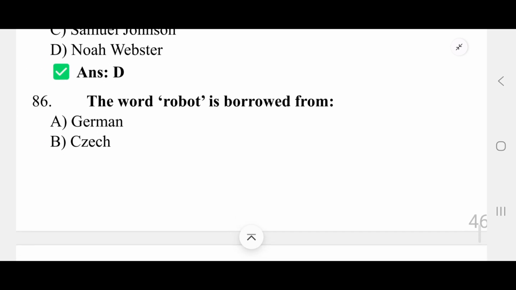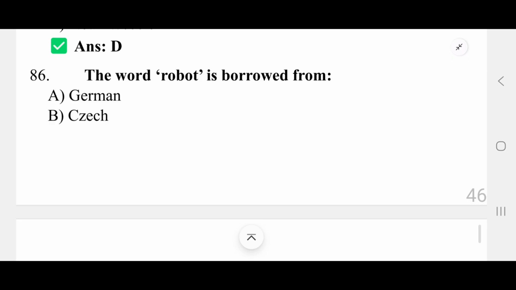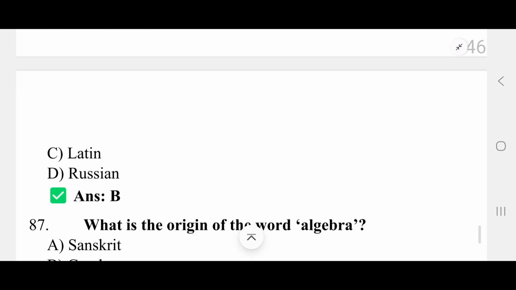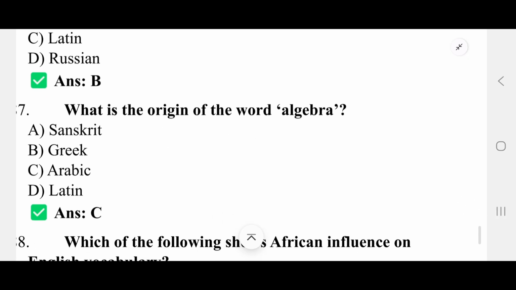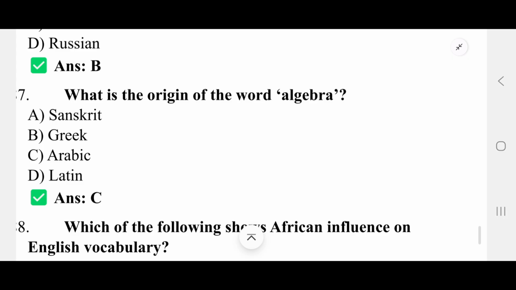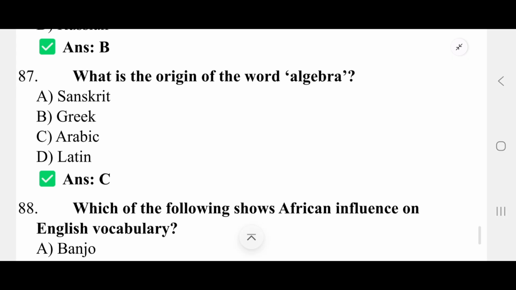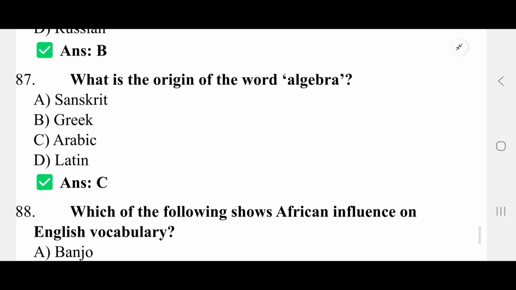The word robot is borrowed from German, Czech, Latin, Russian. Option B, Czech. What is the origin of the word algebra? Sanskrit, Greek, Arabic, Latin. It is an Arabic word. So in English, there are a number of words borrowed from Arabic, like laymoon. From laymoon, the word lemon is taken actually. So algebra is a very famous word in mathematics. So this word also taken from Arabic.